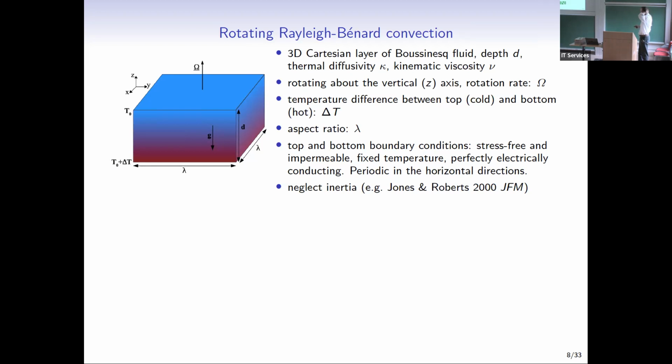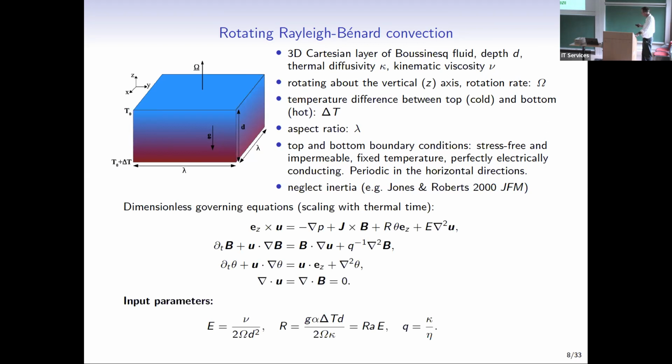We have an aspect ratio lambda, and the boundary conditions are, what's the word? Illustrative, is that the word? They're as simple as we can make them, okay? So they're stress-free, they're impermeable, they're fixed temperature, they're perfectly electrically conducting, okay? And the key thing that we do is we neglect inertia. So this is a model that has been looked at before. Chris Jones and Paul Roberts looked at this in this paper in JFM. It's not received a huge amount of attention since then, so I think it's quite an interesting model.